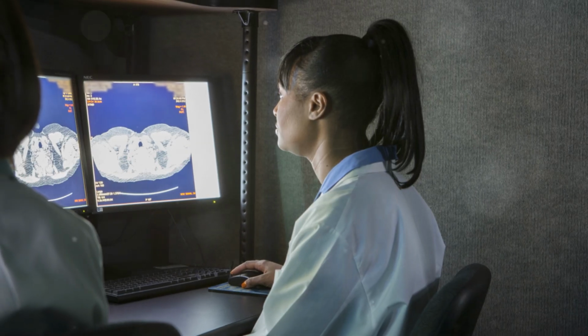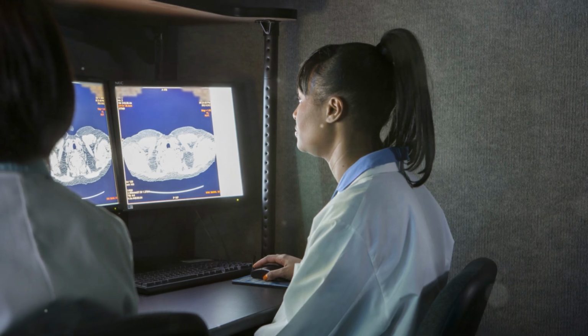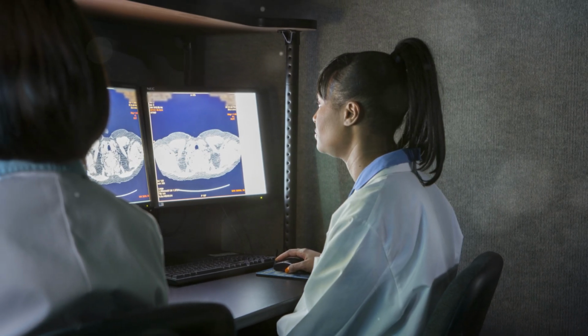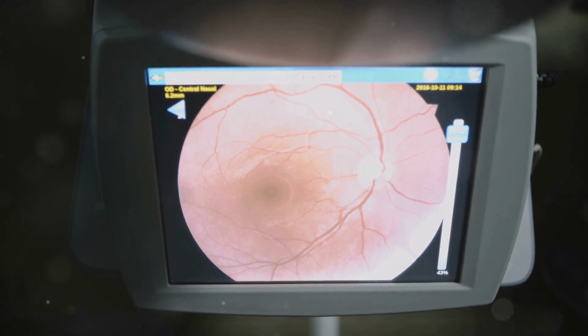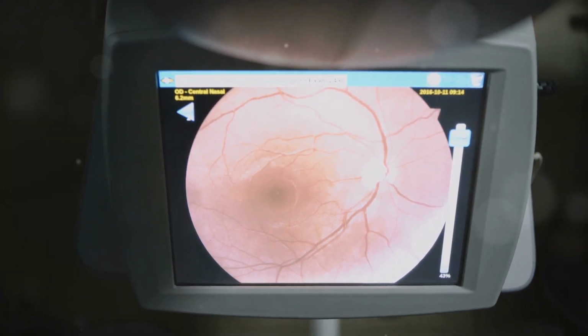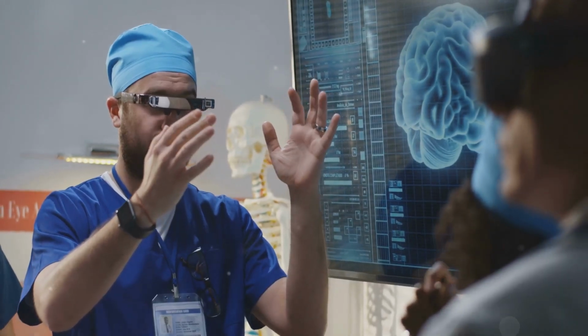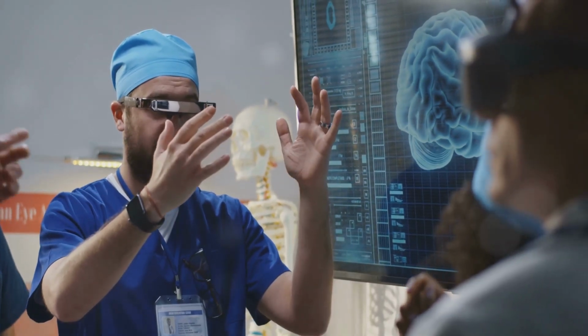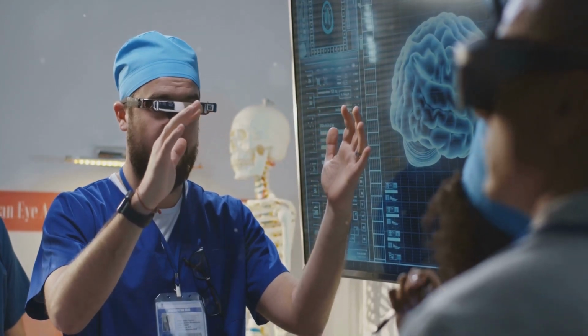For example, deep learning models can detect tumors in mammograms, identify fractures in X-rays, and diagnose conditions like diabetic retinopathy in retinal images. These models can also segment organs and tissues in medical scans, helping doctors plan surgeries and treatments more effectively.